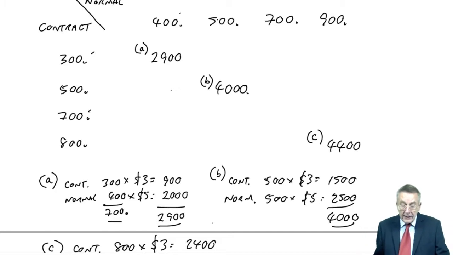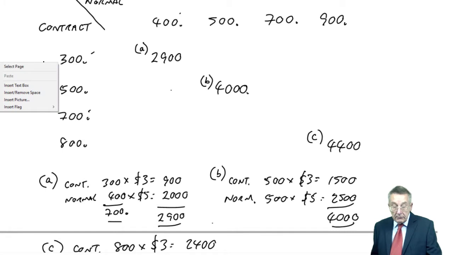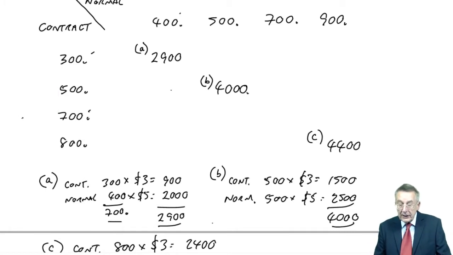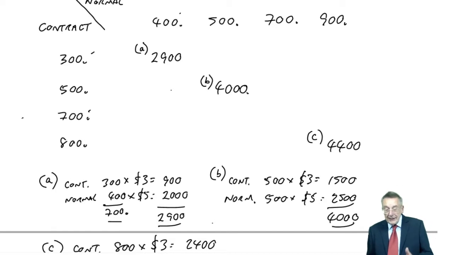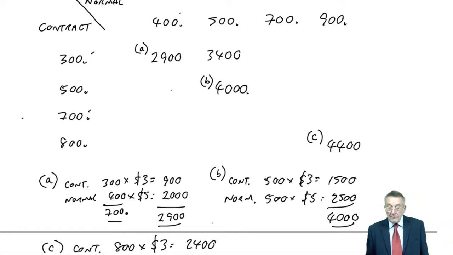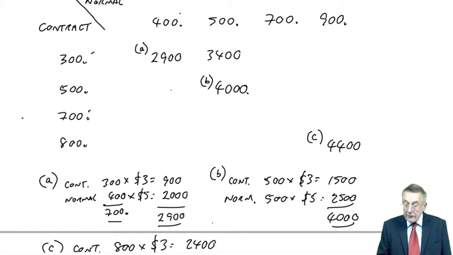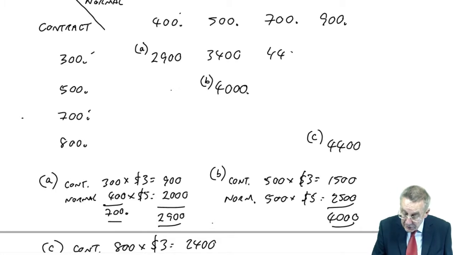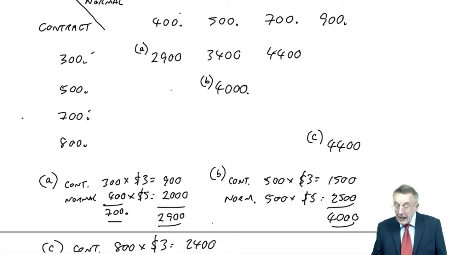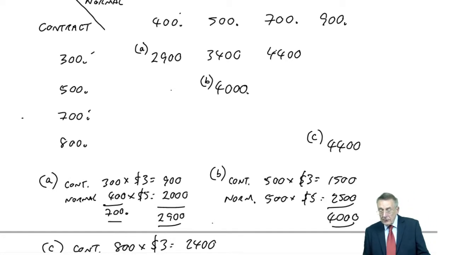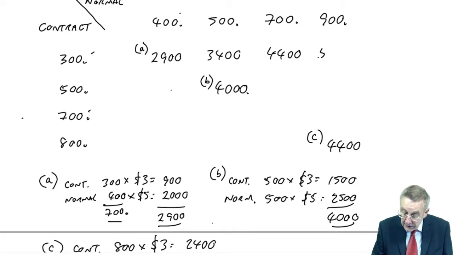But 300 and 500. Contract 300 at $3. Whoops. 300 times 3 is 900. 500 at $5 is 2,500. So a total of 3,400. 700 with an extra 200 to normal at $5. That will be 4,400. And 900. Again, it would be an extra 200 to ordinary customers. That would be 5,400.